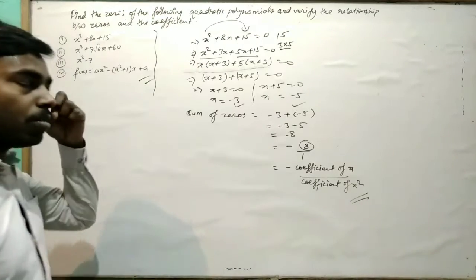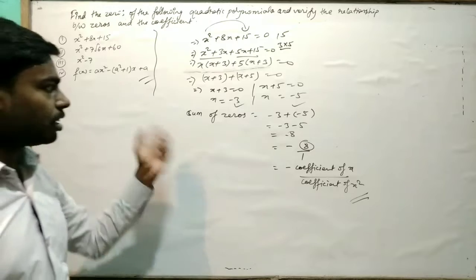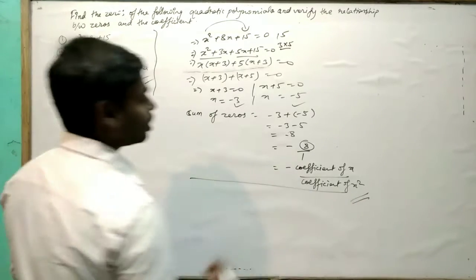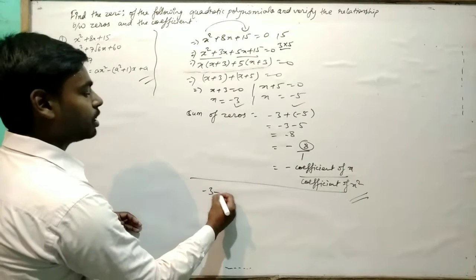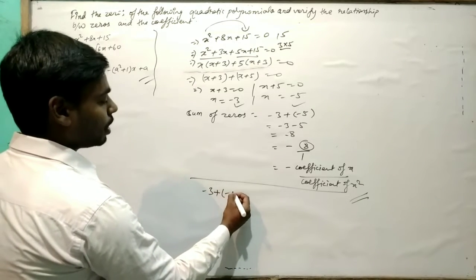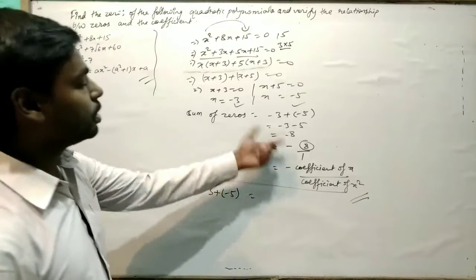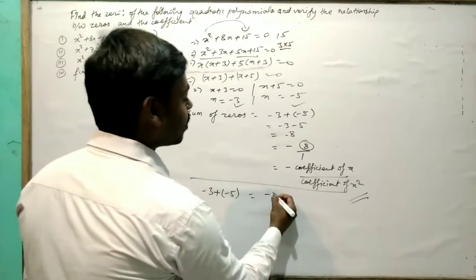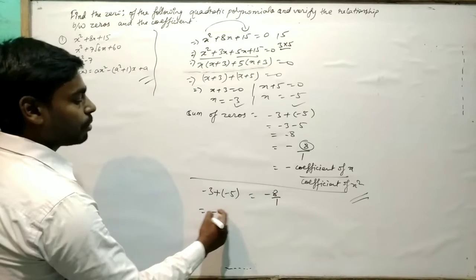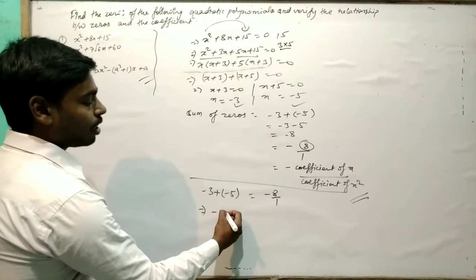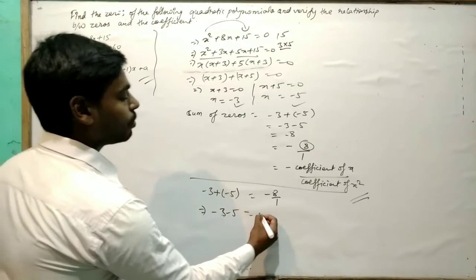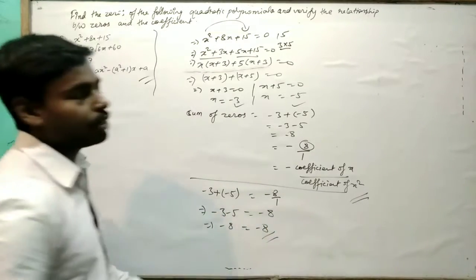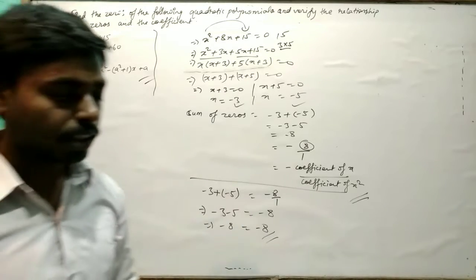Okay, we already know there is a second method for the sum of zeros. The alternate method: the sum of zeros is minus 3 plus minus 5. We know that the sum of zeros is minus b by a, which is minus 8 by 1. Here minus 3 and minus 5 give minus 8, and minus 8 is equal to minus 8. It is also verified. This is also right and this is also right.